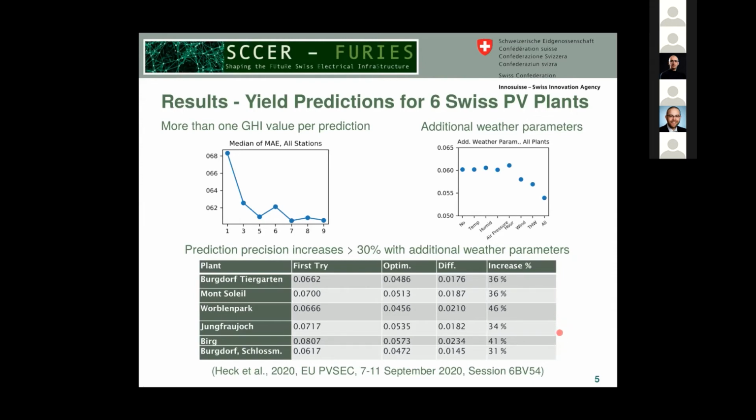The urban plants gain a little bit more, to say they perform a little bit better if you look at the precise values, but the performance gain is more or less comparable.